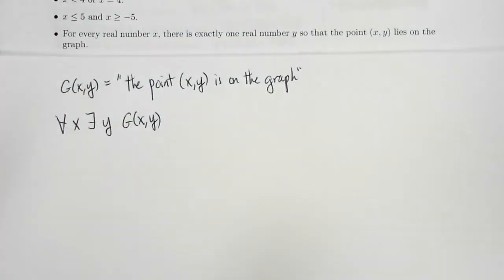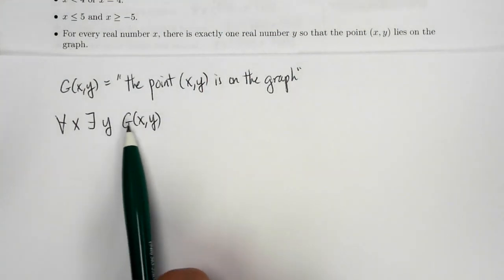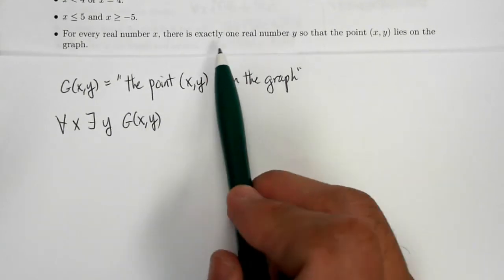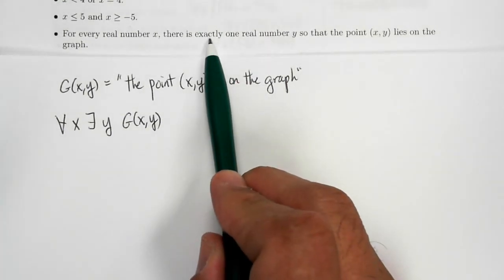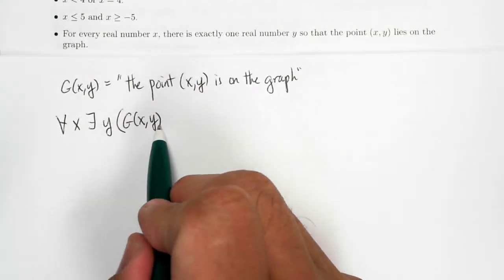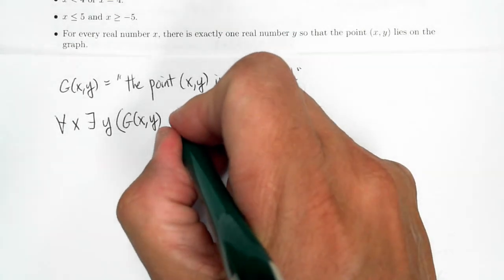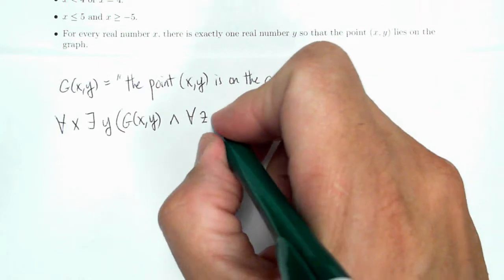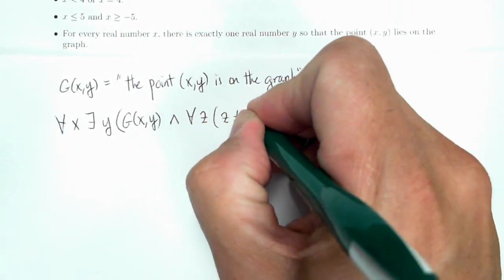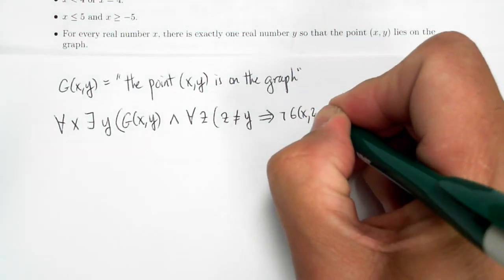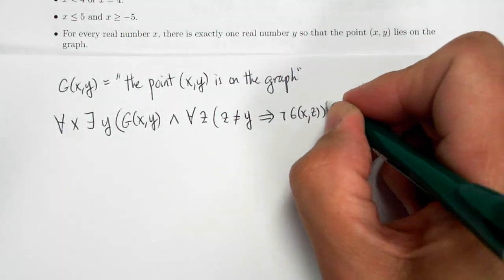Now this doesn't quite do it because the way this is stated right now is that there is at least one point y, but I want to state that there is exactly one point y. So I want to have that this is true, that there is at least one point y, and it's also true that for every point z, if z is not equal to y, then that means that the point g(x, z) is not on the graph.